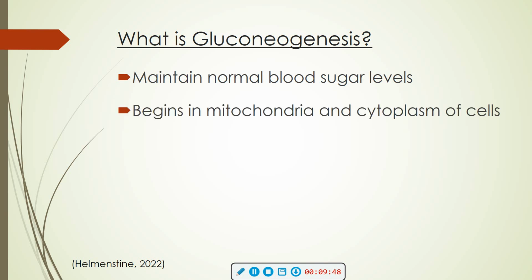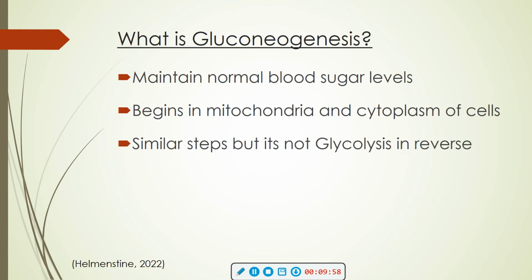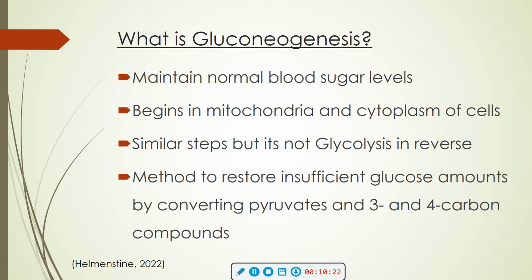The process actually is inside of our cells. It's going to begin in the mitochondria because it uses ATP, but also in the cytoplasm of the cells. Again, it does deal with glucose. It does deal with energy. So it has similar steps as glycolysis. It seems to some people that it's just glycolysis in reverse, because it takes those pyruvates, or those substances, and turns them into glucose.